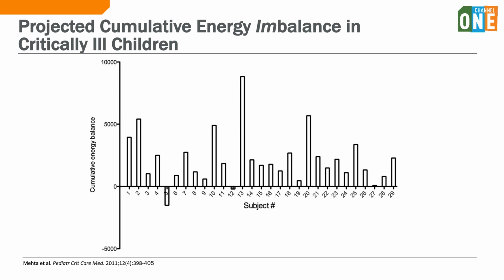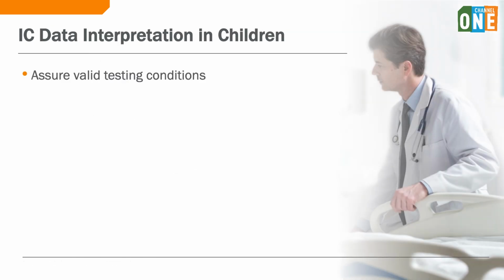This figure shows a projected weekly energy imbalance based on the difference between energy intake and measured REE. And you can see the dramatic imbalances that could be caused by using inaccurate assessments of energy expenditure in this setting. These are some important points for interpreting indirect calorimetry data in children.